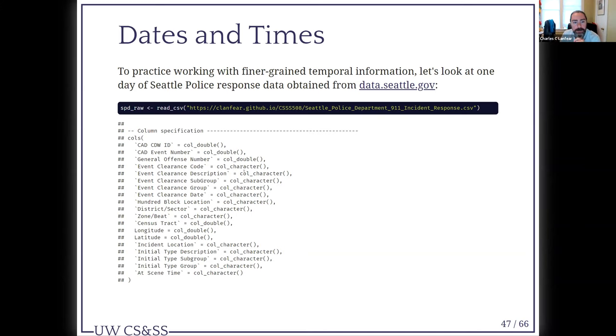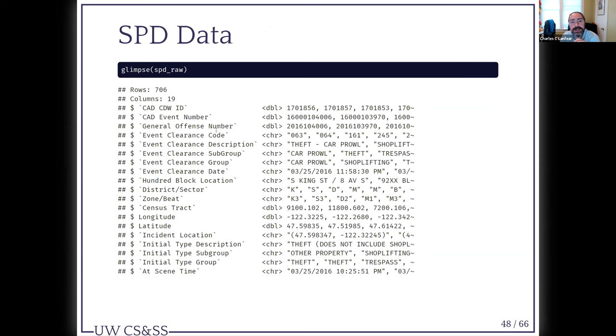It's got a bunch of stuff in it. It has things like the type of event it was, a car prowl theft, which is specifically a car prowl, the location it happened in, including longitudes and latitudes, which we're going to use in week nine, stuff like that. But the thing I'm going to work with for right now is it has dates in it. Things like March 25th, 2016 at 11:58:30 p.m. We can use these dates and times to work with minutes and seconds and 24-hour clock time.